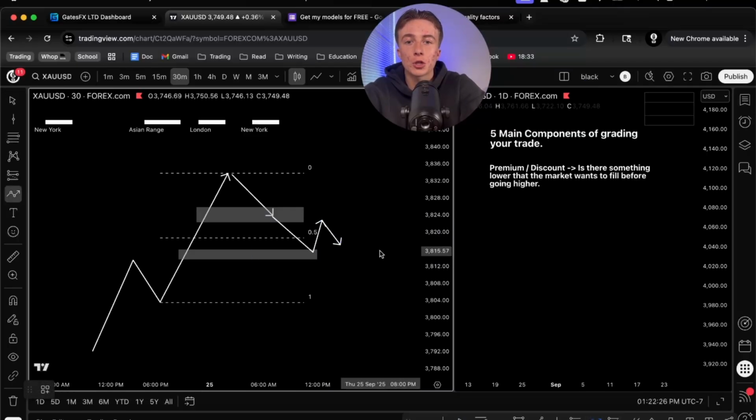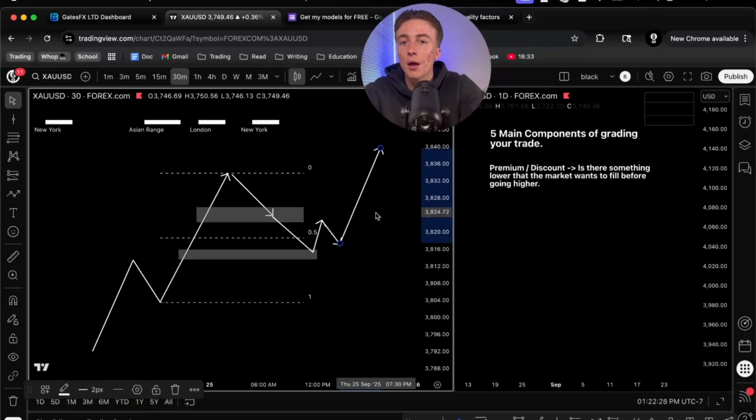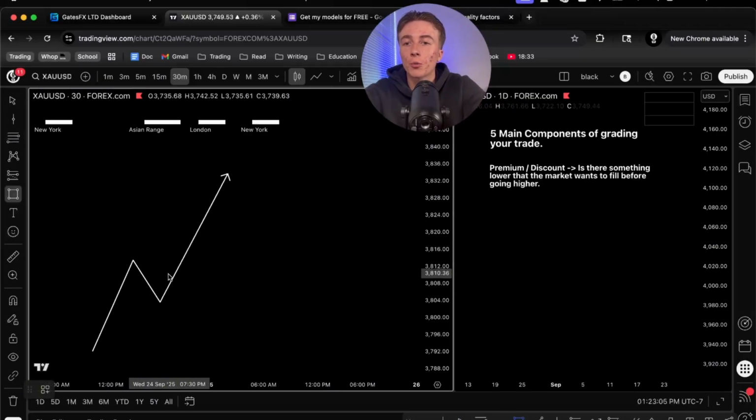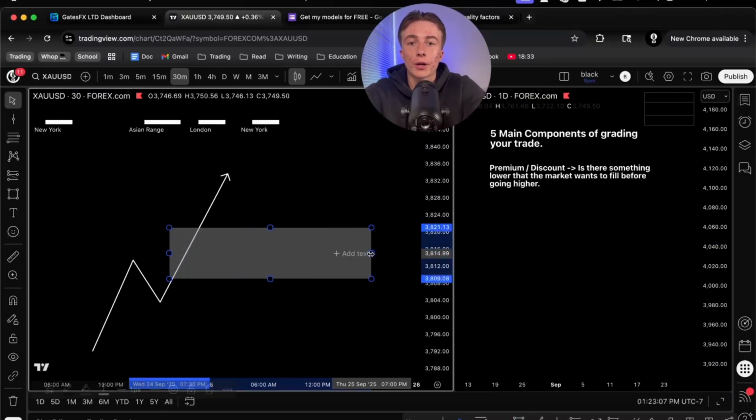And then you can determine that this setup is an A plus setup, because it's already at the lowest in the discount. It already filled the lowest thing that it could have possibly filled, and now it can start running, and that would be an A plus setup that has nothing lower to fill. Now, you're probably wondering, what does it mean to fill something before going higher?